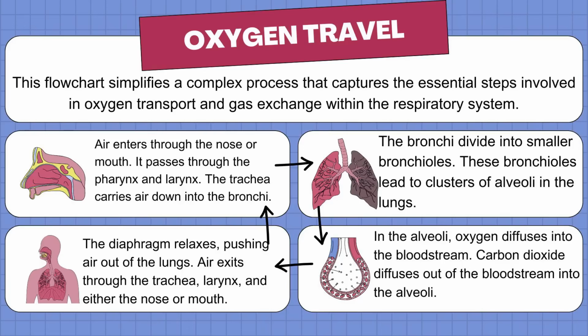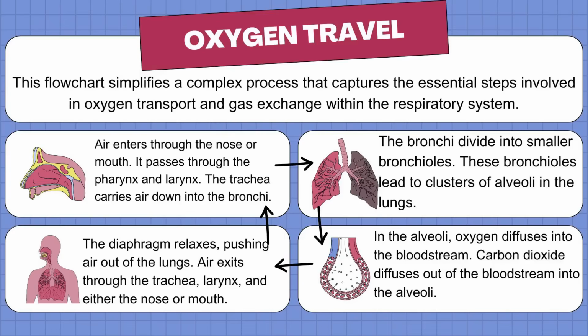Step 2. The airways branch out. The trachea splits into bronchi, which are like two big tunnels going into each lung. These bronchi divide into smaller tubes called bronchioles. At the end of these bronchioles are tiny air sacs called alveoli.